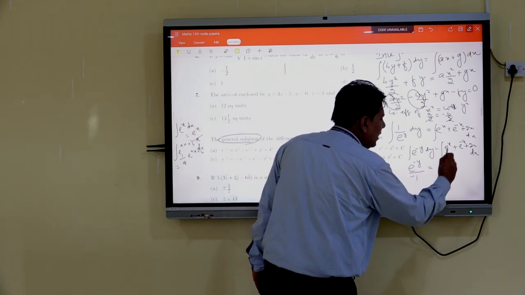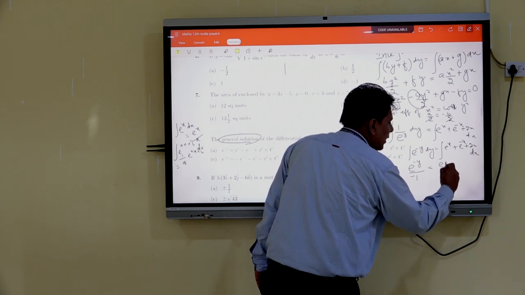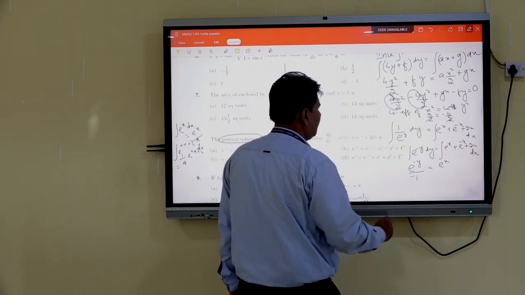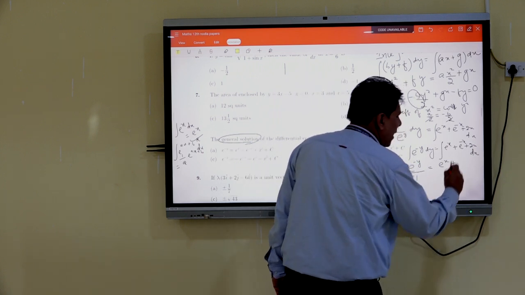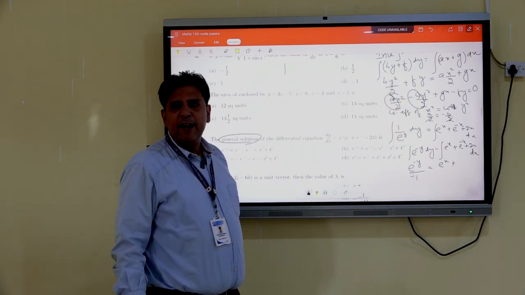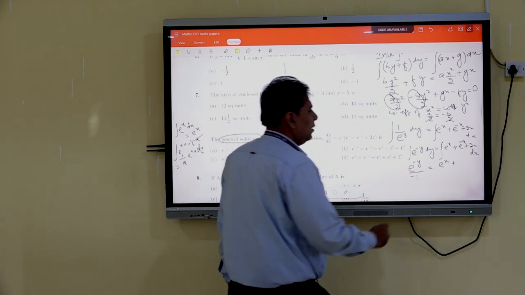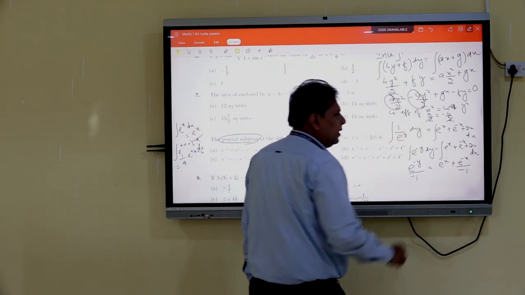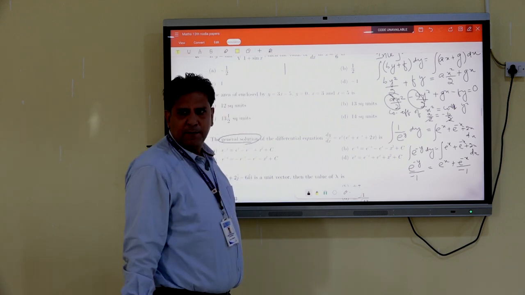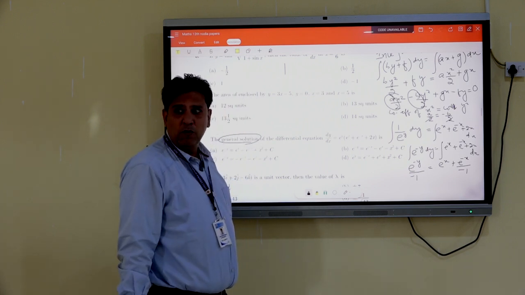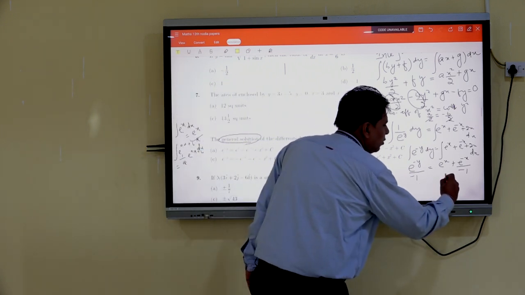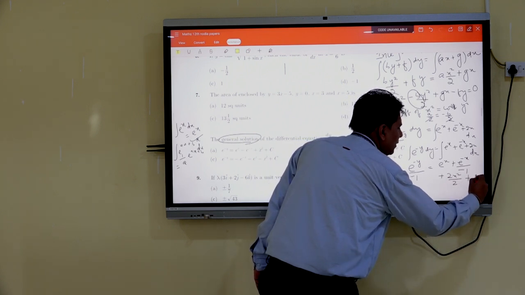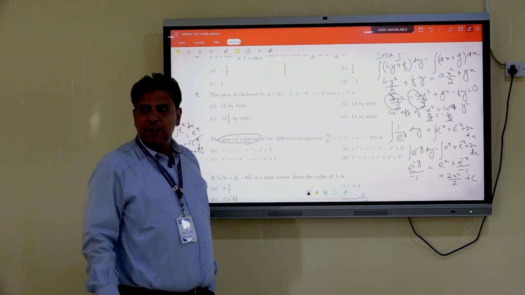Similarly, what is the integration of e to the power x? It is only e to the power x. Then what is the integration of e to the power minus x? e to the power minus x by minus 1. Then what is the integration of 2x? 2 into x square by 2 plus c. Right. So this is my answer.